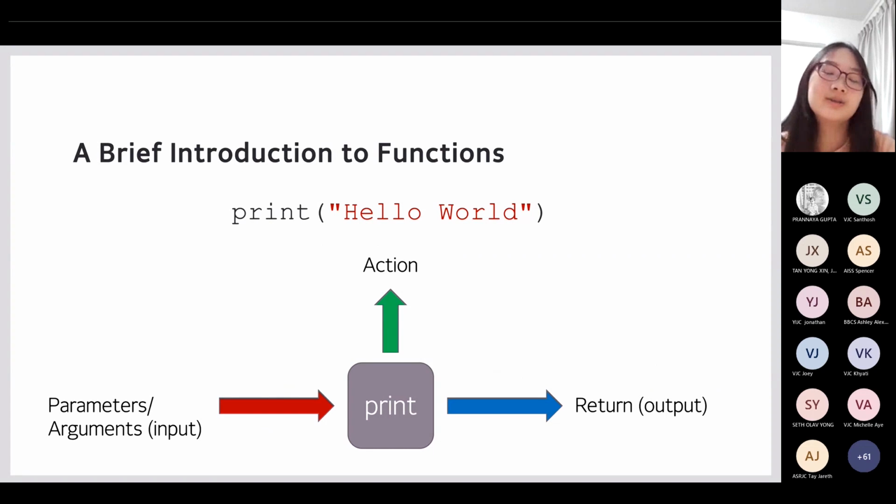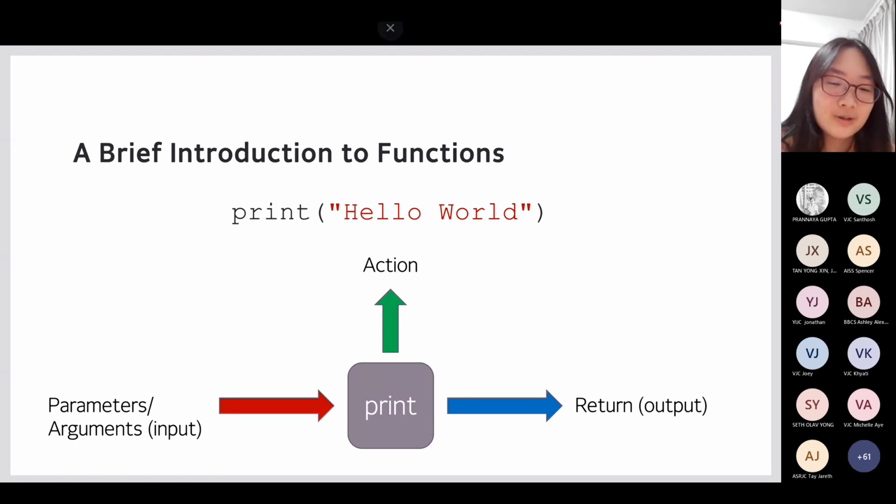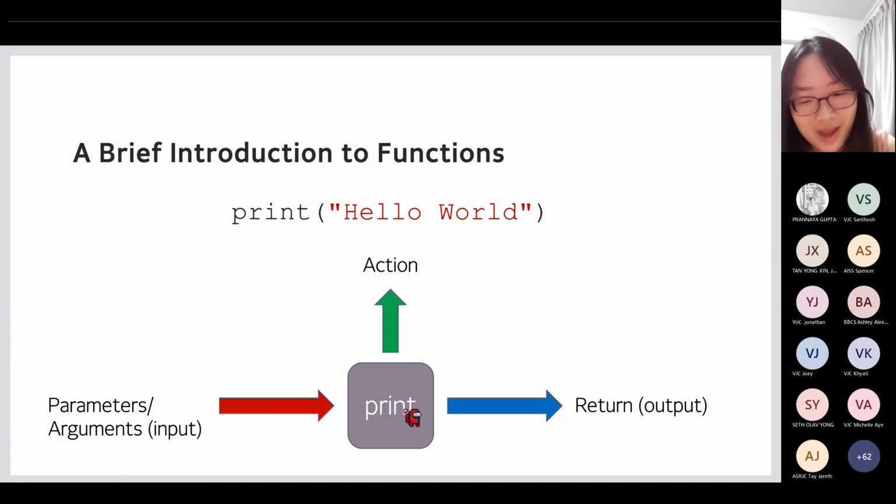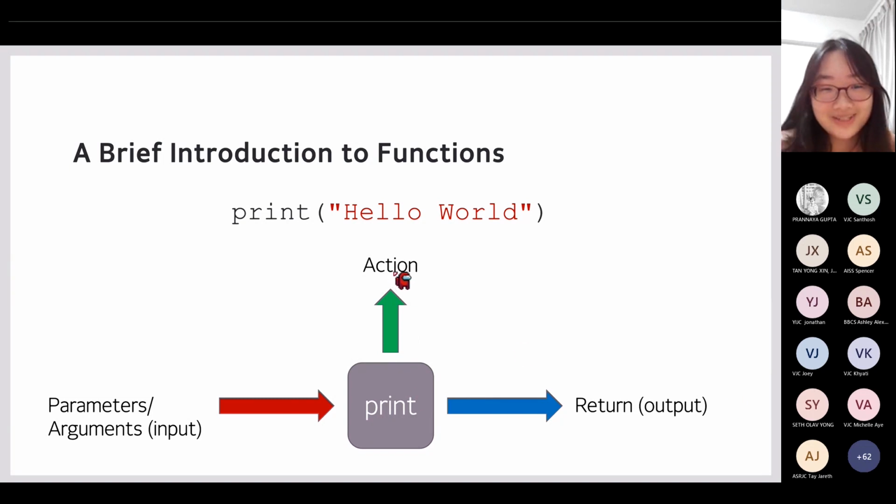And why does this work? Here's a brief introduction to functions. As we tried in the last example, print is indeed an example of a function. For functions, there are a few things that you must take note of. Firstly, there are the parameters or arguments, which is the input. Here you can see that hello world is your input to the print function. Your input will go into the function, and the function will carry out an action and also return an output. The action here is that it will print your input into the shell, and it will also return your input. That's what the print function does.